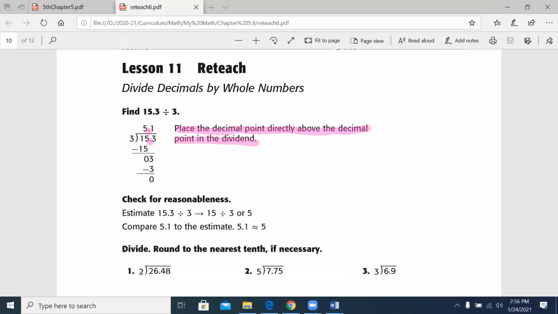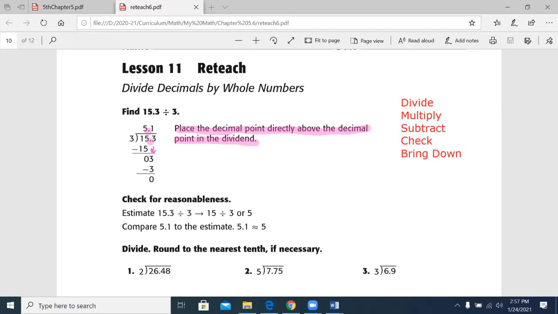Once you have completed that step, everything else is exactly the same as it always was as far as dividing. And you should remember your steps. And those steps are divide, multiply, subtract, check or compare, and bring down. So using the problem that they have here, you see that 3 didn't go into 1, but it did go into 15 5 times. 5 times 3 is 15. Subtract, you got a 0. You check 0 is less than 3. So you go ahead and you bring down this 3.